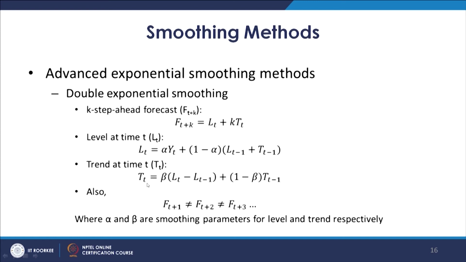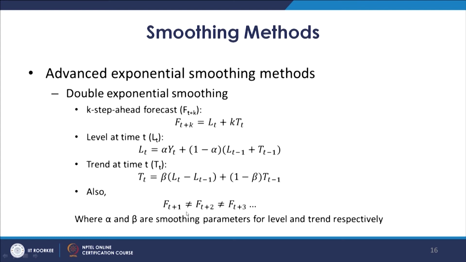Similarly, for the trend component you can see here the second part, 1 minus beta times capital T t minus 1. So, the previous value of the trend is in a way determining the trend at time t, and also the difference in the labels is being used to determine the trend at time t. So, dynamically it is going to be determined. In this fashion we can compute the k step ahead forecast.